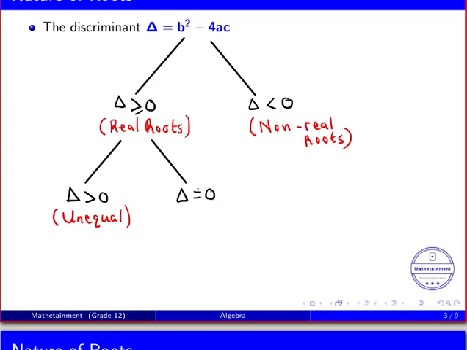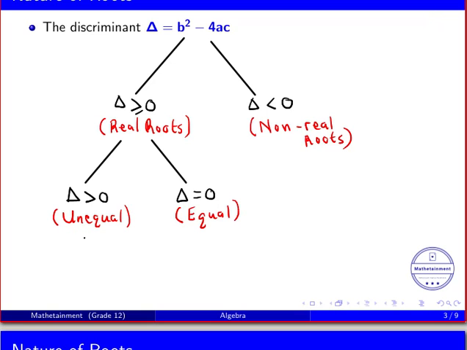Now, another possibility is that your discriminant can be exactly equal to 0. If that is the case, then you know that your roots are equal. That is in addition to them being real. They are also equal.